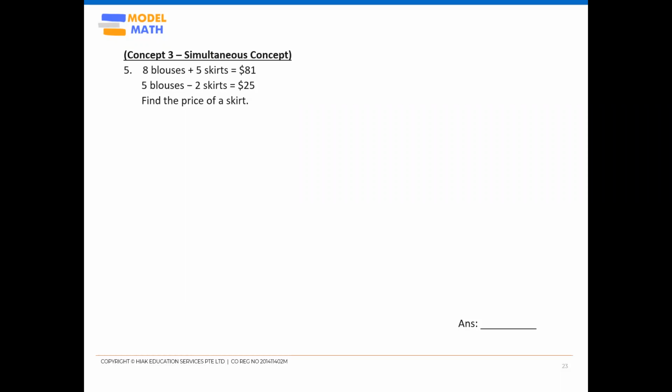Okay, so looking at this question, it's a very short question. They give you two equations. 8 blouses plus 5 skirts is $81. 5 blouses minus 2 skirts is $25. So find the price of a skirt.